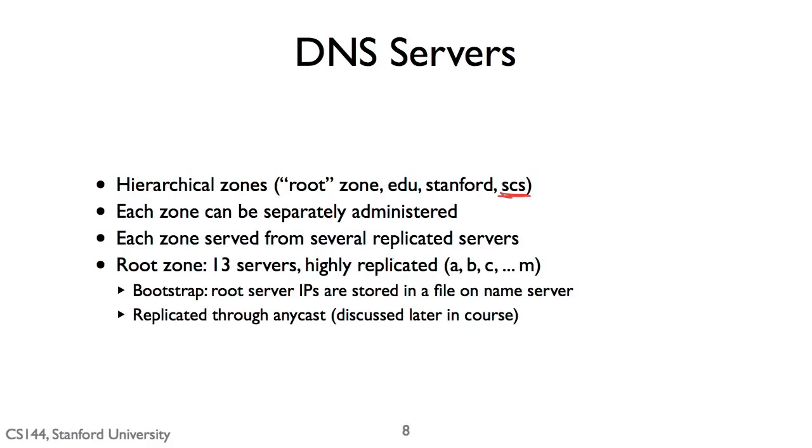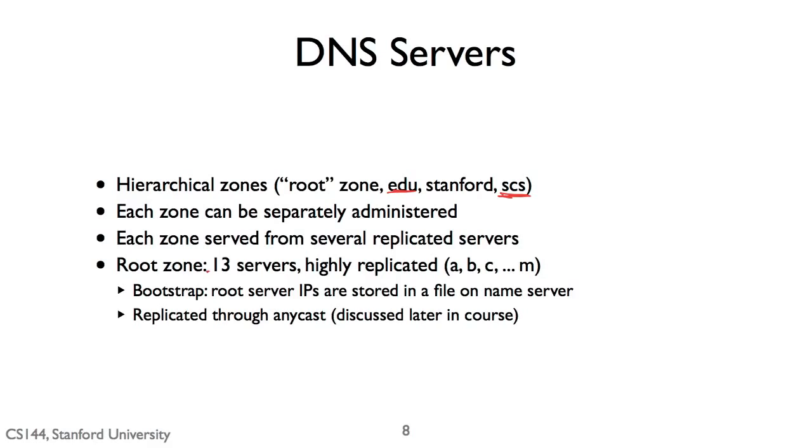Furthermore, each zone can be served from several replicated servers. And so rather than there being one server that serves Stanford's name, there are in fact many servers replicated. And there are some rules as to how they're replicated. So the idea is that if one server goes down, there are others that can still answer questions about Stanford. So it turns out the root zone, so the zone you'd ask for, hey, who do I ask about edu? There are 13 servers labeled A to M, and they're highly replicated.